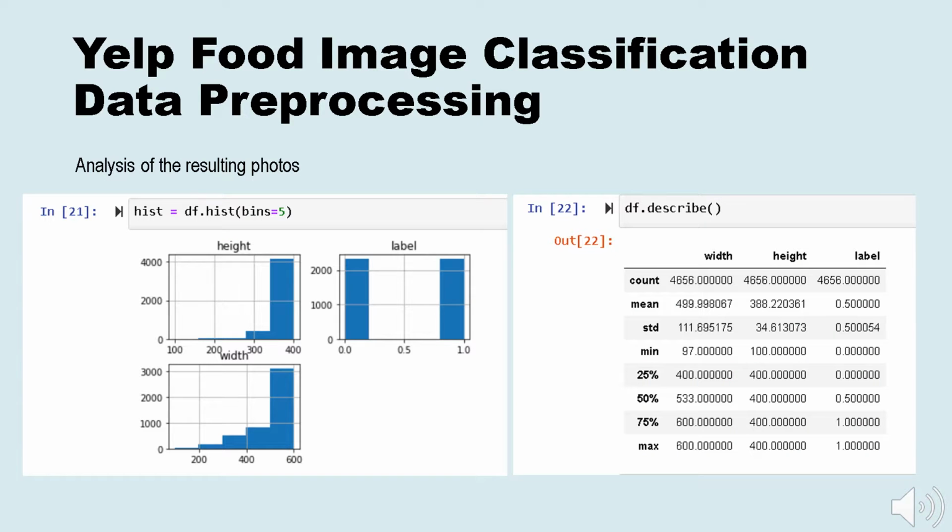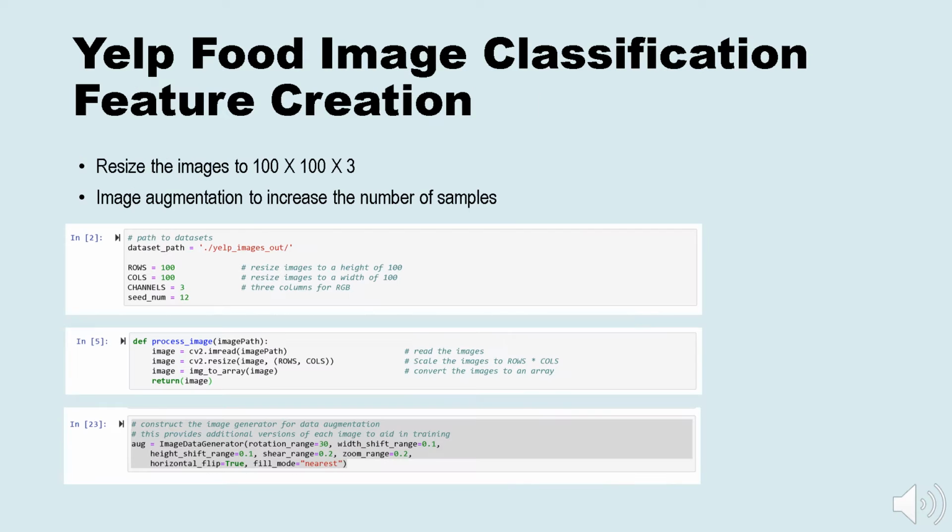The resulting images were then evaluated to determine the height and width of the photos, to determine then the feature selection. In this particular case, I was able to identify that using 100 by 100 for the height and width was the appropriate amount to utilize to minimize the loss of data. So for feature creation, we resized the images to 100 by 100 by 3, and then added image augmentation to increase the number of samples, since we only had 2,328 actual pizza images to work with.